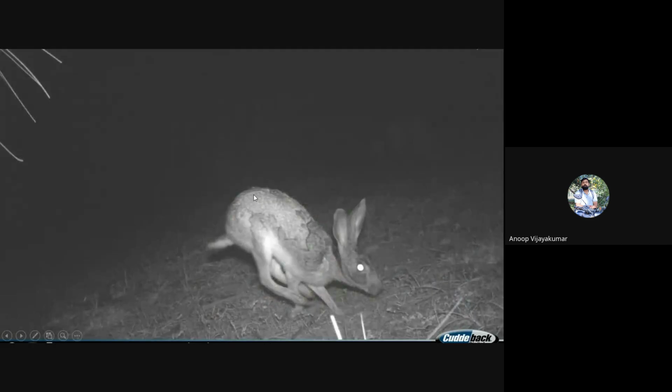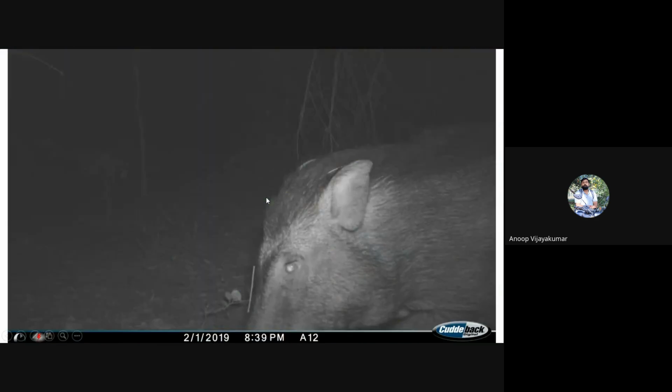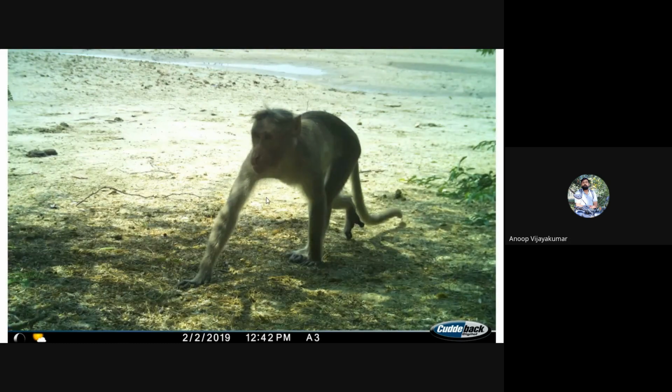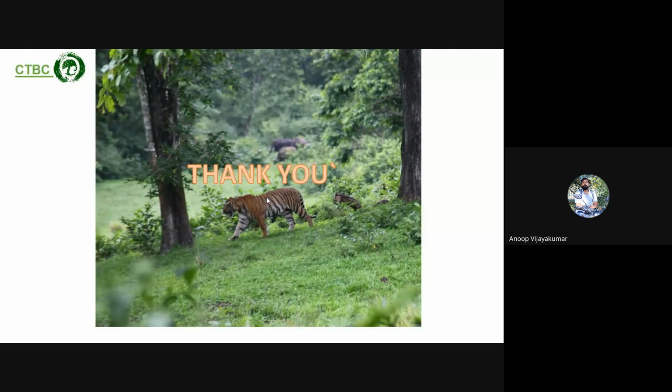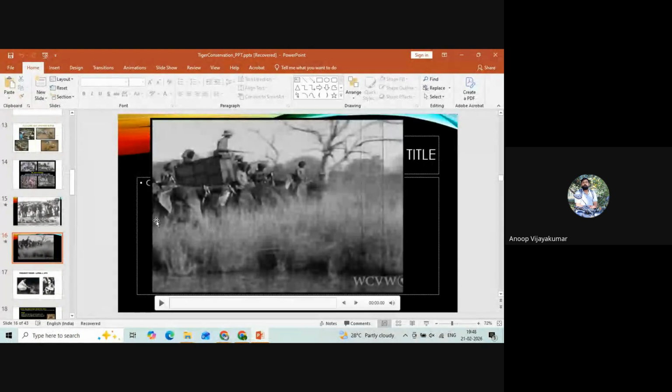And yeah, so these are some camera trap images from my studies. And this photo is also from one tiger reserve, taken by me. You can see some elephants behind. It's a sub-adult.